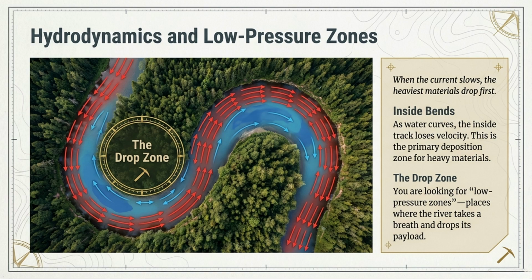Hydrodynamics and low-pressure zones. The drop zone. When the current slows down, the heaviest materials are the first to drop. Inside bends. As water curves, the inside track loses velocity, making it the primary deposition zone for heavy materials. Low-pressure zones. Prospectors look for places where the river takes a breath and releases its payload.